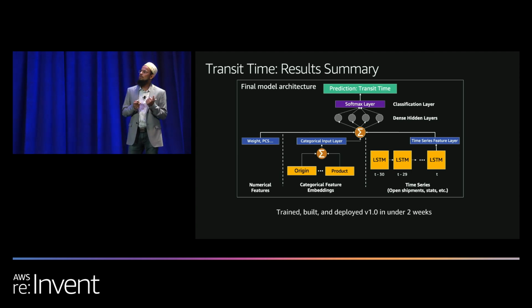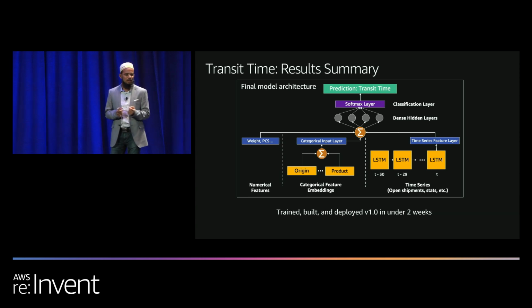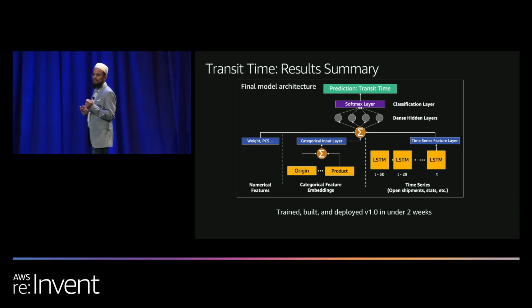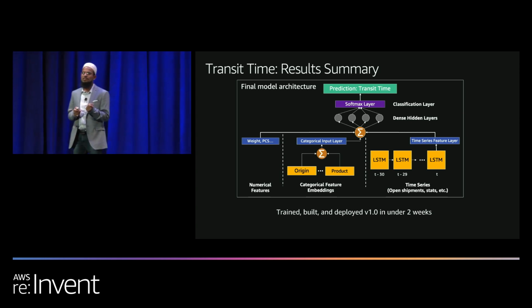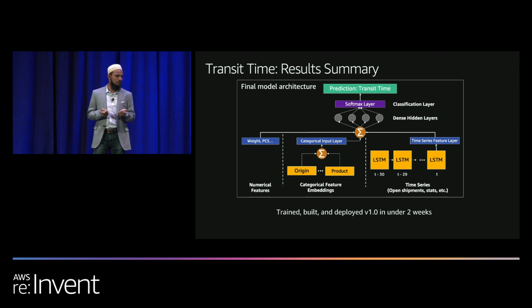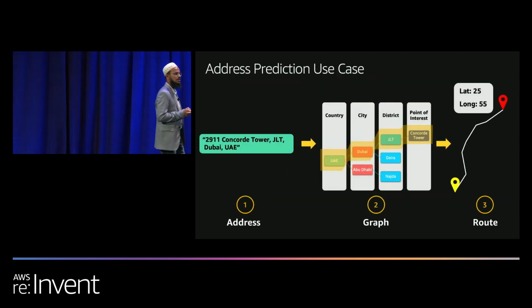We were able to train, build, and deploy this model in less than 2 weeks using SageMaker. Without this technical capability, it would have been very challenging to achieve this even within, let's say, 5 to 6 weeks. Now let's take another use case, address prediction.